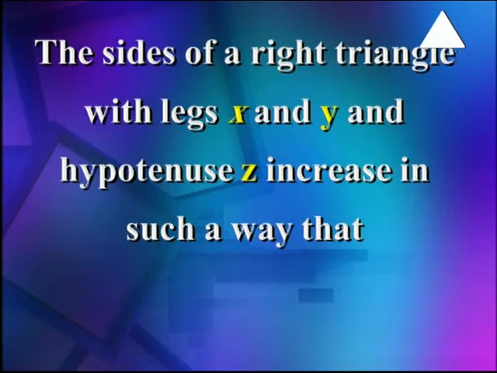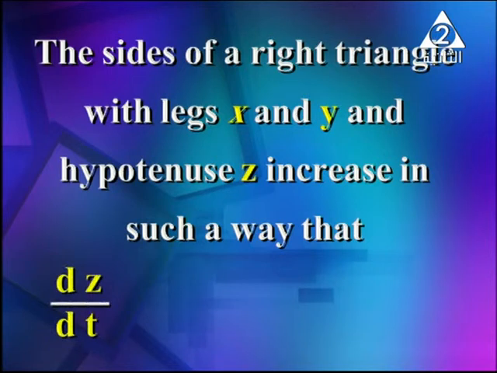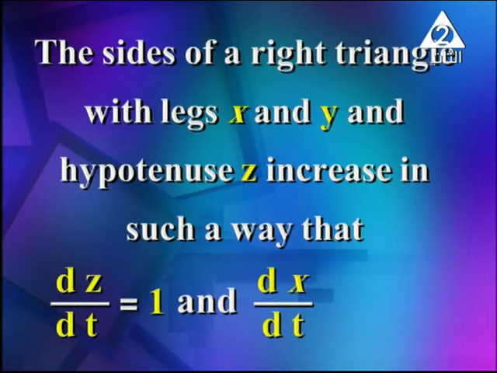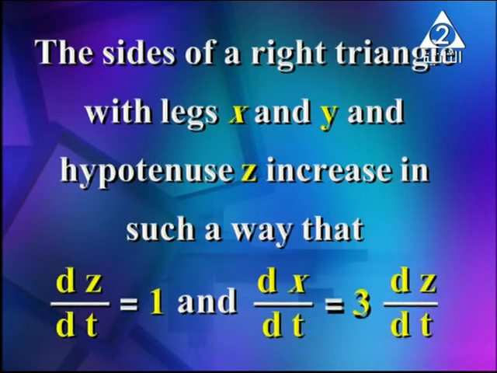My dear student, the sides of a right triangle with legs x and y and hypotenuse z increase in such a way that dz over dt, the rate of change of the hypotenuse with respect to time t, equals 1, and dx over dt equals 3 times dy over dt.